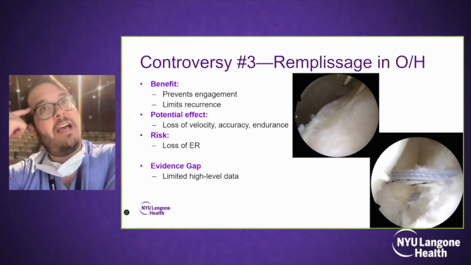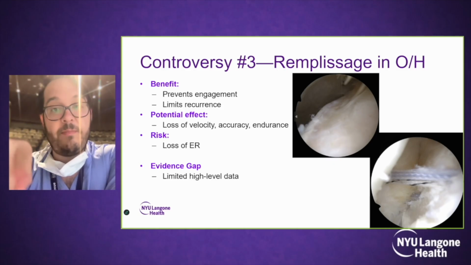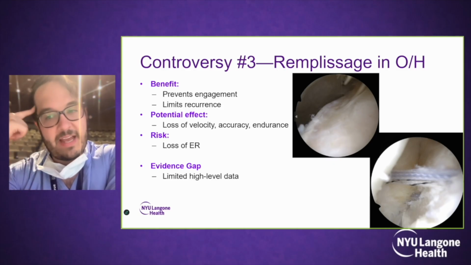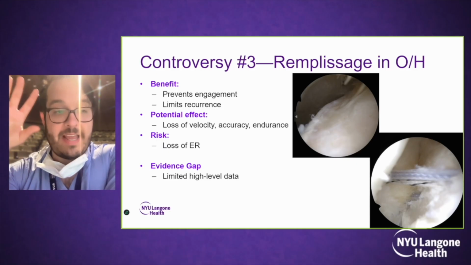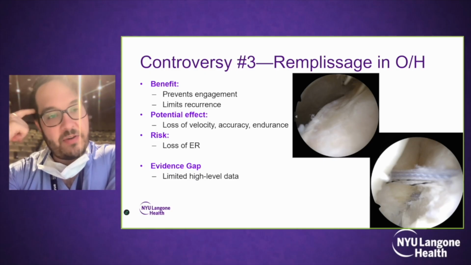So, what a remplissage is, this harkens back to what we started with in the beginning, when there's a big defect in the back of that humeral head that can increase your risk of dislocation. So what you can do is fill that defect, as you can see in that bottom right picture, with the capsule and the infraspinatus tendon into the back of the bone. That's great. That limits your recurrence.